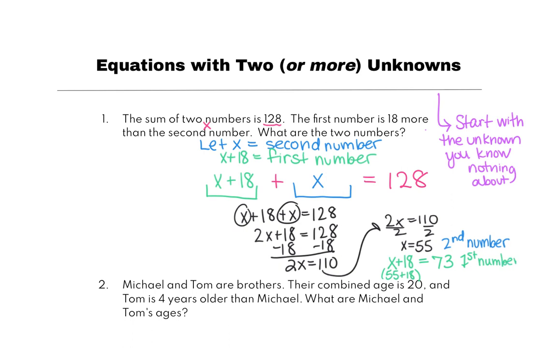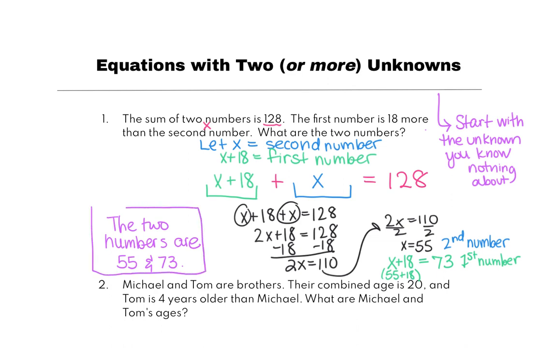The very last step in solving equations is to write a sentence. So here is my sentence. I am answering the question, what are the two numbers? The two numbers are 55 and 73.